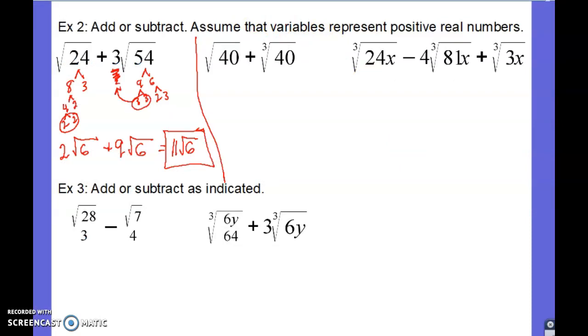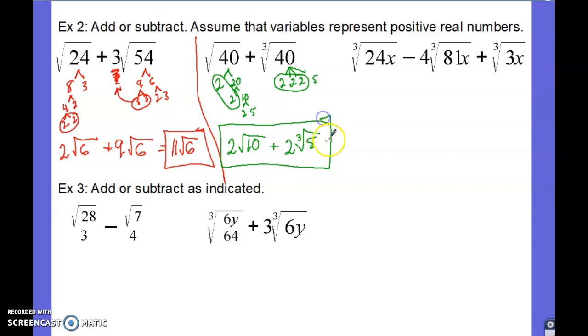Now the next one definitely cannot be combined because the radicals are different, but I do want you to practice what you can factor out. So this first one, because the index is 2, you factor out a 2, so that's 2 square root 10, but if you do the same work for this one, it's the same number, so it breaks down as 2, 2, 2, and 5. I do want you to practice that this is the same thing as 2 cube root of 5. But you cannot combine them. The radicals are different. One's a cube root, one's a square root.